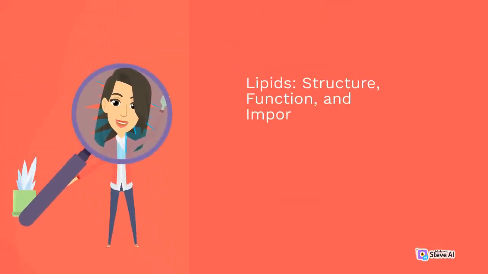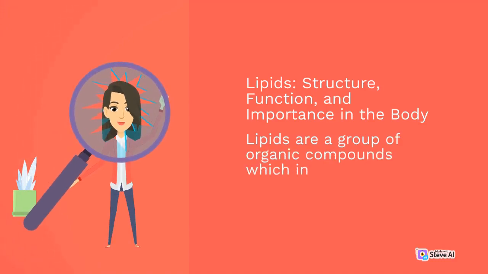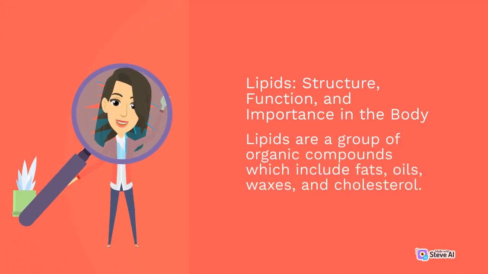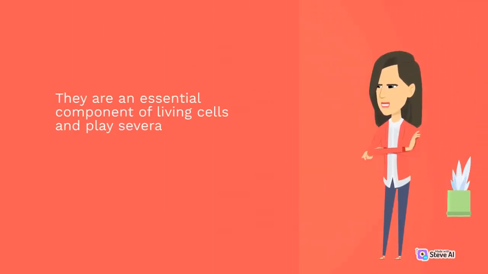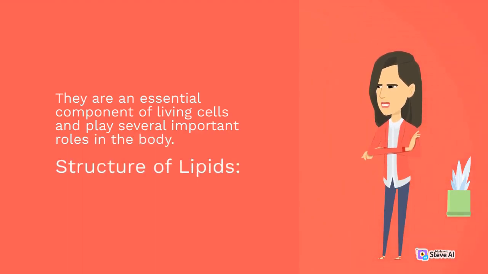Lipids, structure, function, and importance in the body. Lipids are a group of organic compounds which include fats, oils, waxes, and cholesterol. They are an essential component of living cells and play several important roles in the body. Structure of lipids.